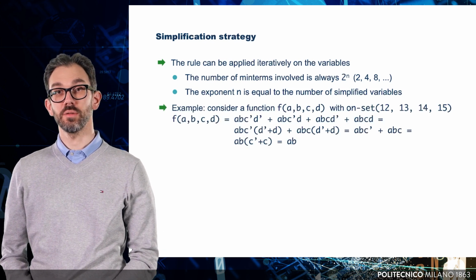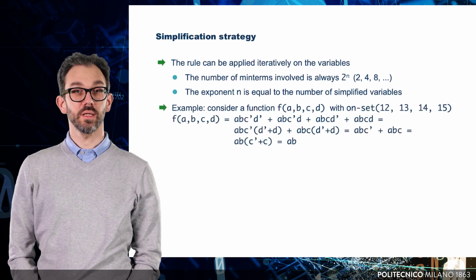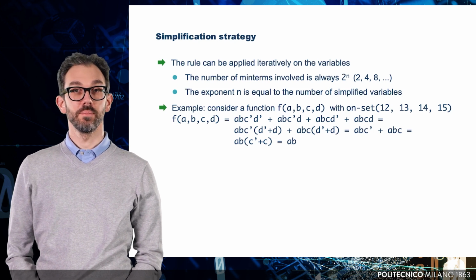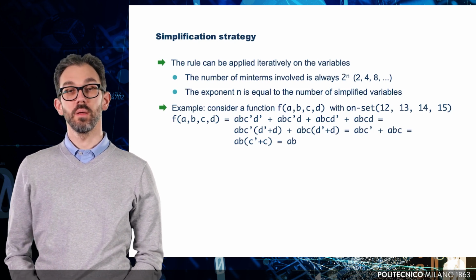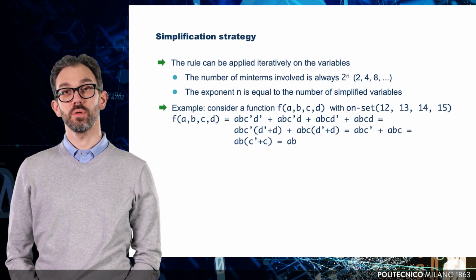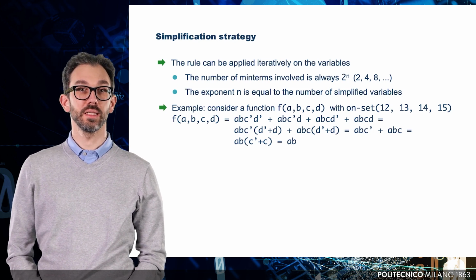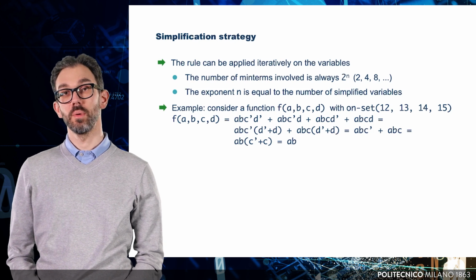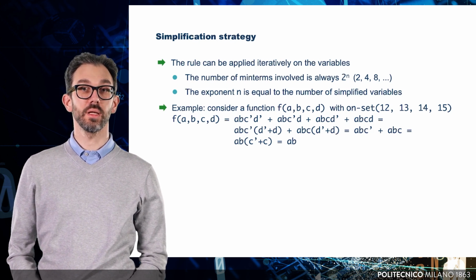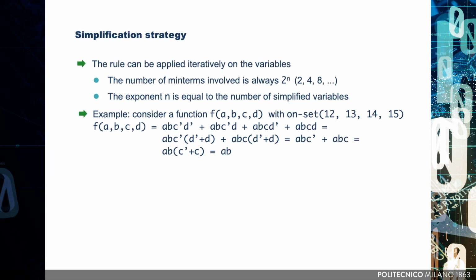For example, let's consider the function with 4 variables having onsets, including 12, 13, 14, and 15. Starting from the first canonical form, we can apply the simplification rule to the first 2 terms and to the last 2. In each case, we factor out 2 product terms that multiply by not D or D, which can be simplified. Then, we can factor out AB from the remaining 2 product terms, which multiplies by not C or C, and this can also be simplified, resulting in AB. To summarize, we have simplified 2 variables, involving 4 minterms, that is 2 to the power of 2, and eventually obtaining only 1 product term.